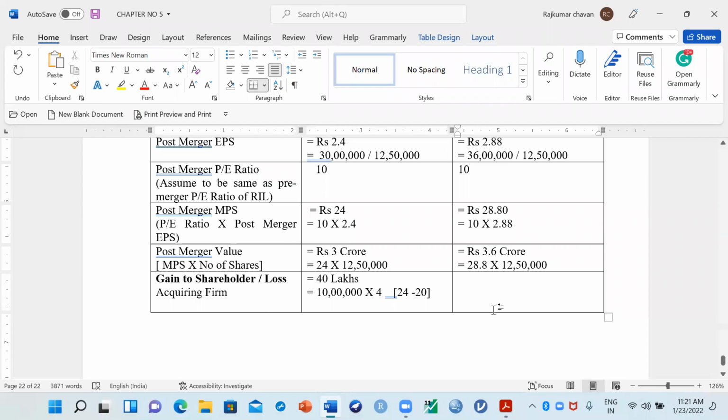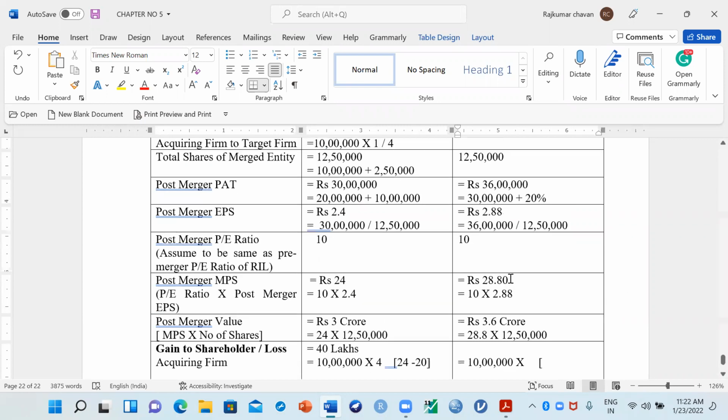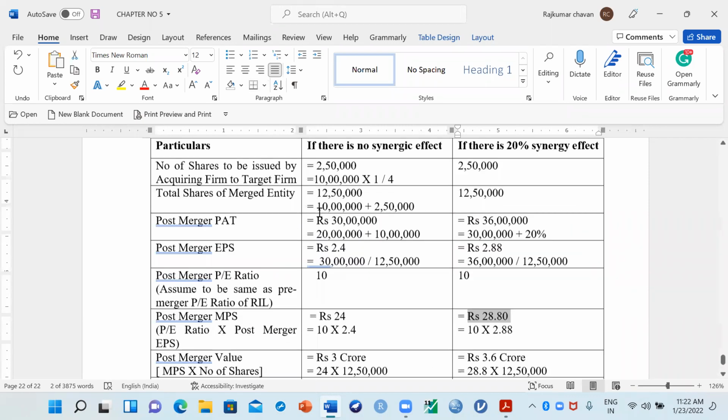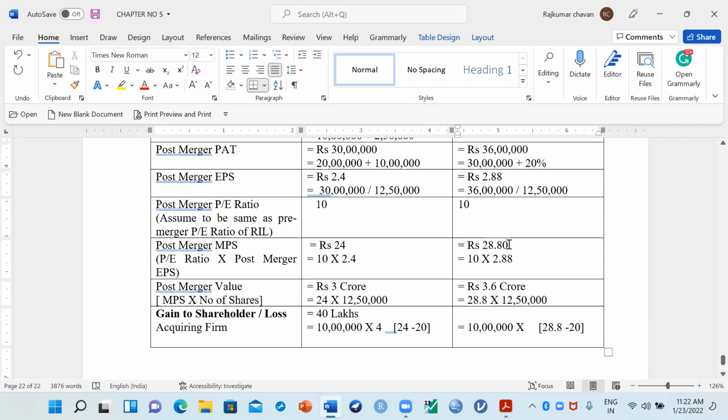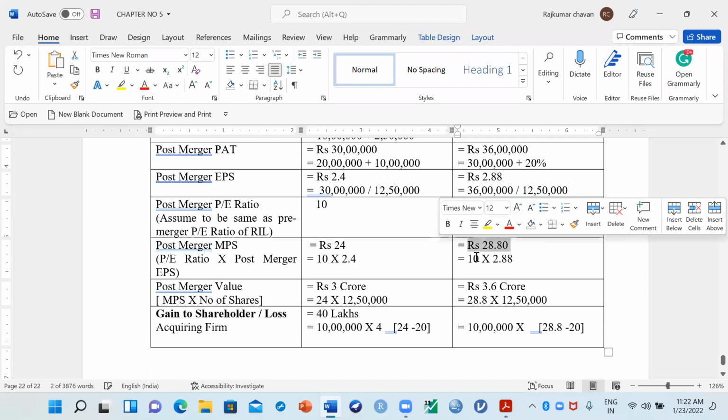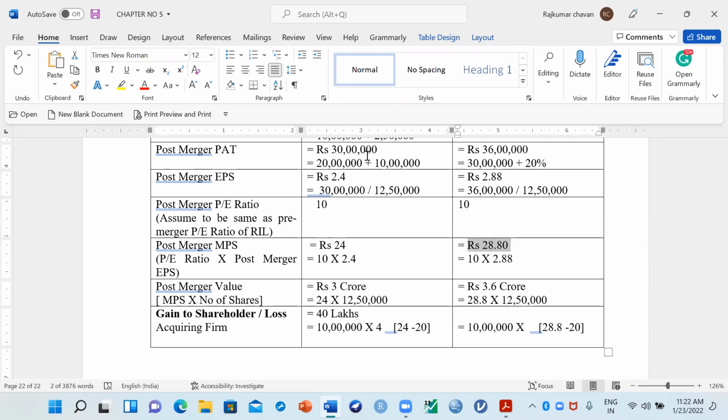In case of a synergic effect, what is the performance of these companies? 10 lakh into, now you see, what is the increase in the market price? From 20 it has gone to 28.8. So 28.8 minus 20, what is the difference you are getting? Yes, sir, my bad. Just subtract and tell me the value. Is it 8.8?